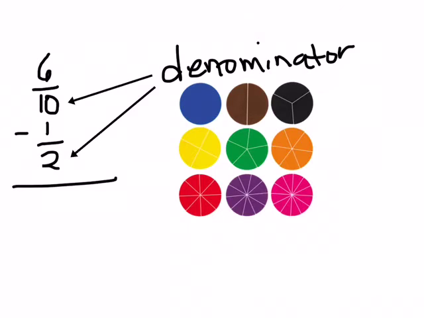We can see this on the fraction circles. The brown shows halves. This shows that the whole has been divided into two equal halves. The other fraction we have is 6/10. We can see on the purple fraction circles that that whole has been divided into 10 equal parts.